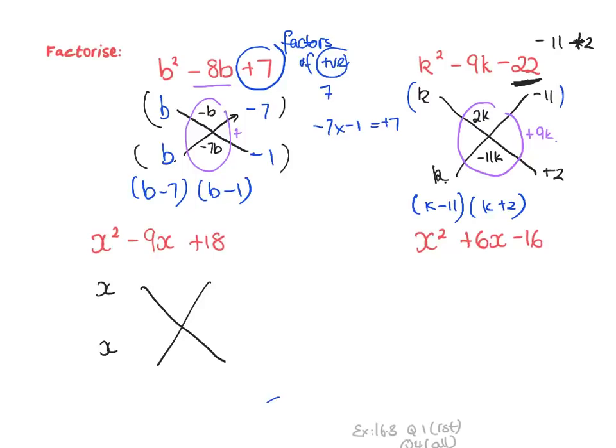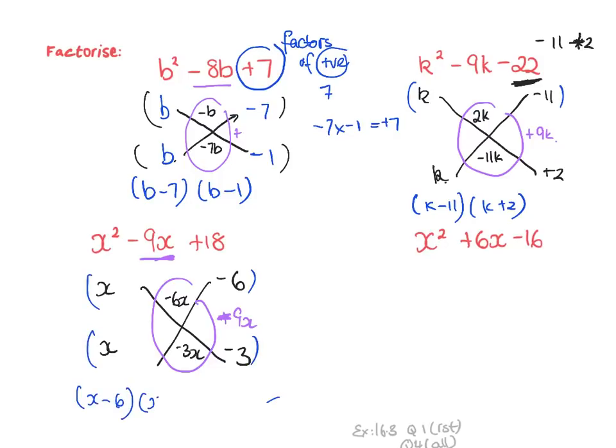So this is part of trial and error. You need 6 and 3, someone's saying, but I'm going to make them negative, aren't I? So then I've got x times negative 6, negative 6x, x times negative 3, negative 3x. Do we add them? We get negative 9x. Yes. That one's answer would have been x minus 6, x minus 3.